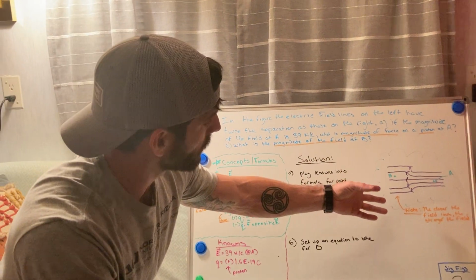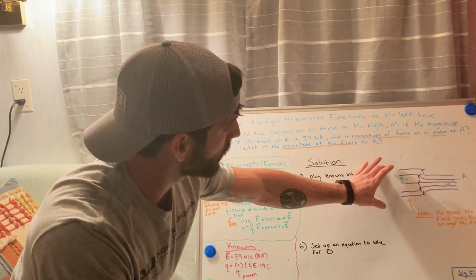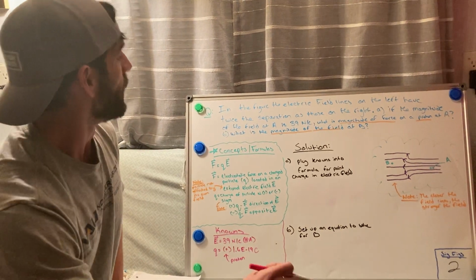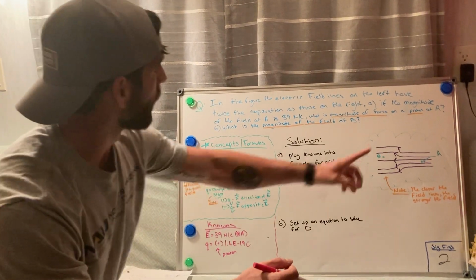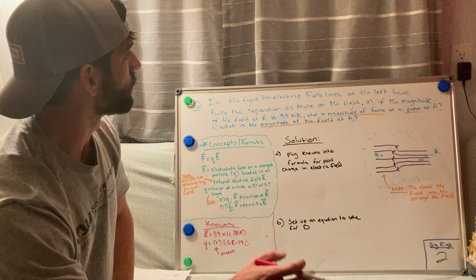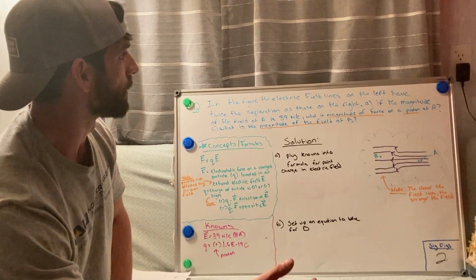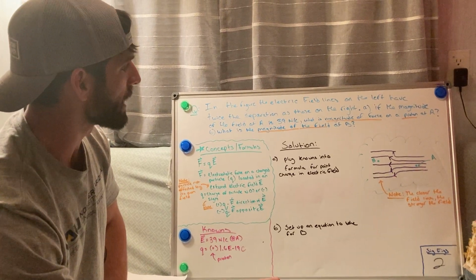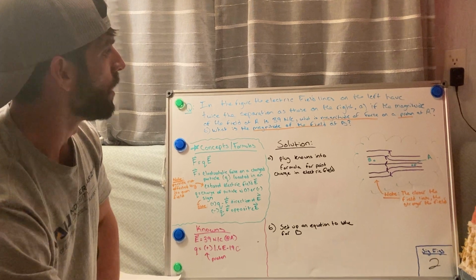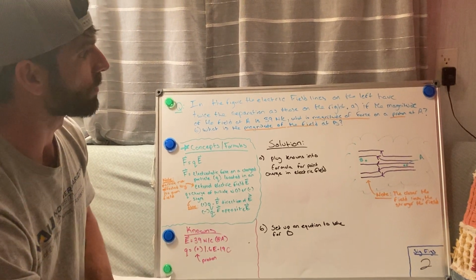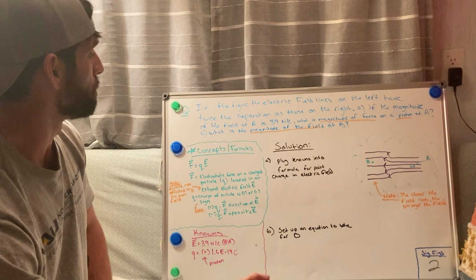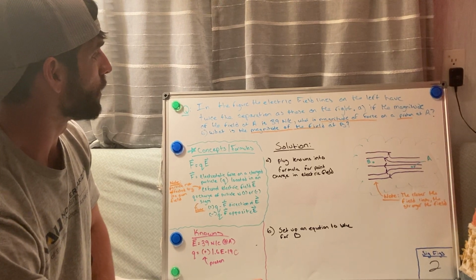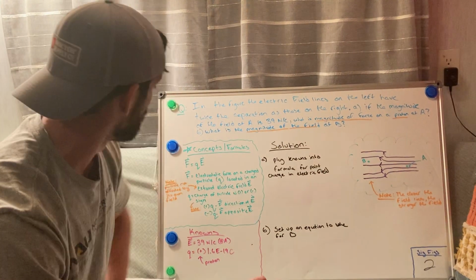The question gives us a diagram of electric field lines, and it poses the question: in the figure, the electric field lines on the left have twice the separation as those on the right. A, if the magnitude of the field at A is 39 newtons per coulomb, what is the magnitude of force on a proton at A? And B, what is the magnitude of the field at B?